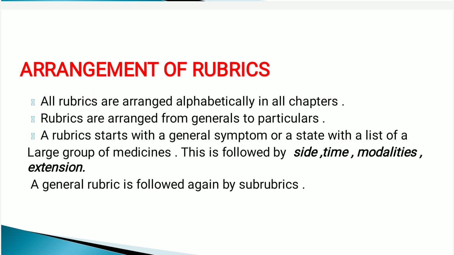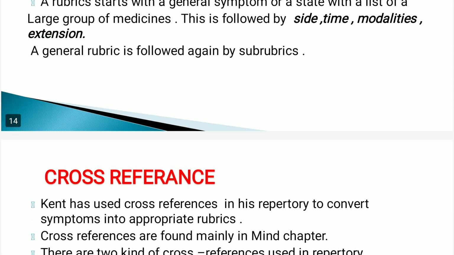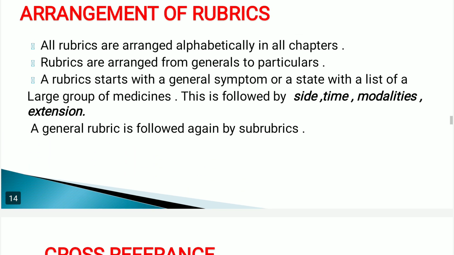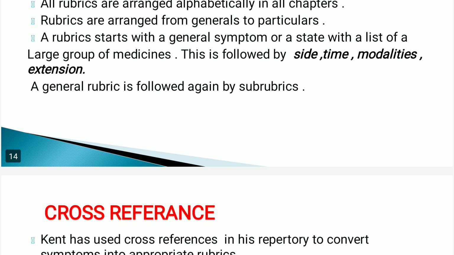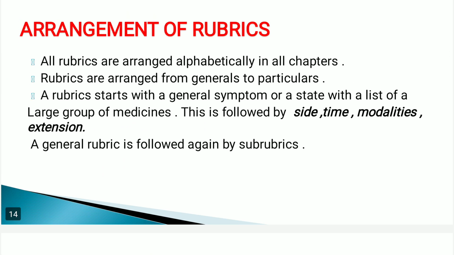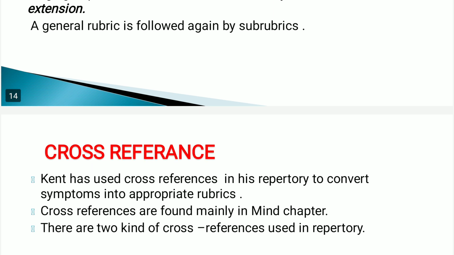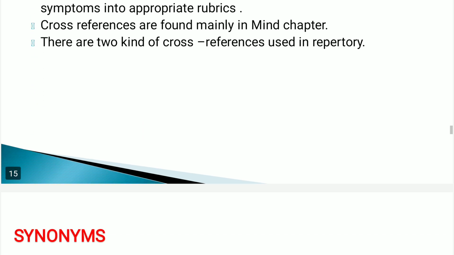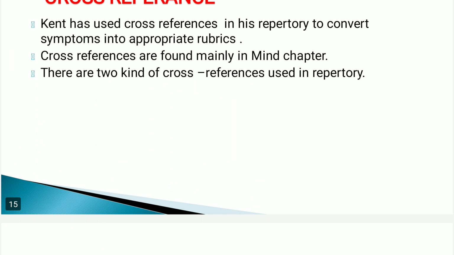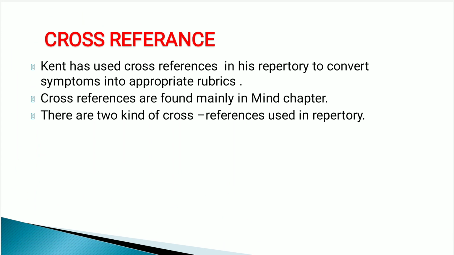Now, in today's lecture we are going to learn about the special features of the Kent repertory, then the scope of the Kent repertory, then cross reference and synonym. And what is cross reference? How was it given in Kent repertory?